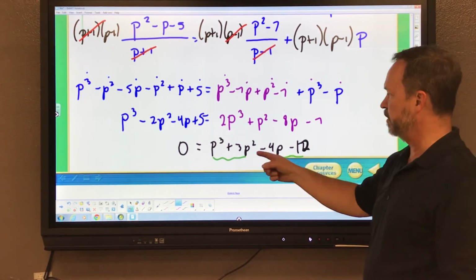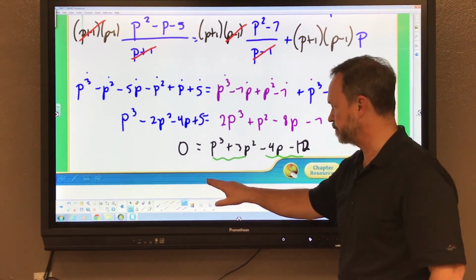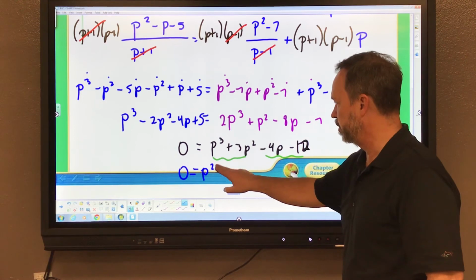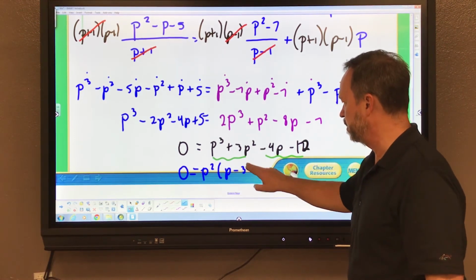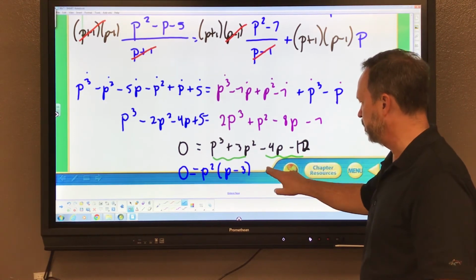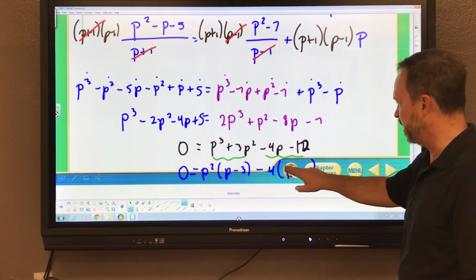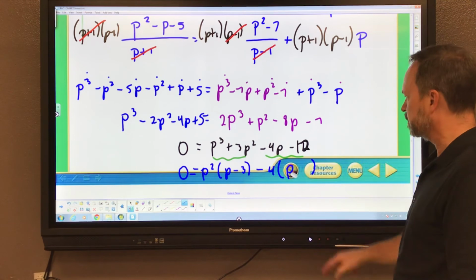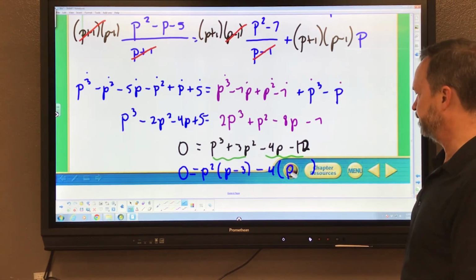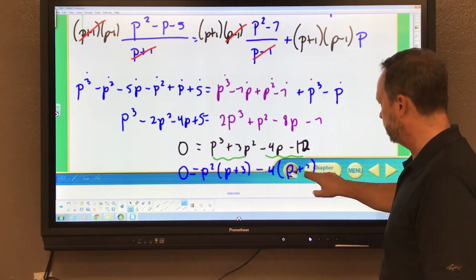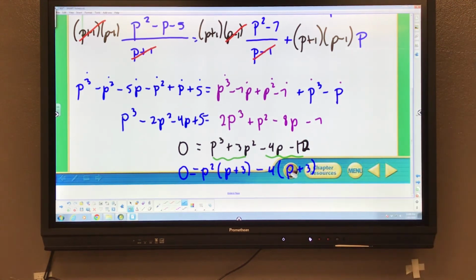And the GCF here is p squared, equal to 0. And so it'll be p minus 3. And the GCF here is 4. Watch the sign in the middle. So that's going to be p, oh, that's a plus 3. It'll be a plus 3. I think the beautiful thing wasn't going to happen.